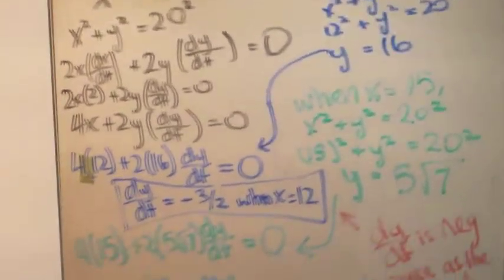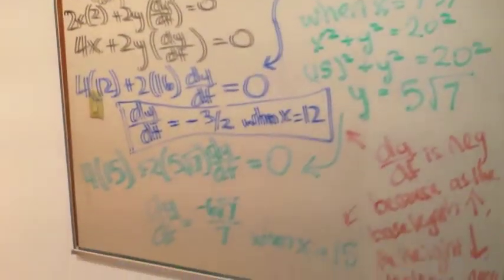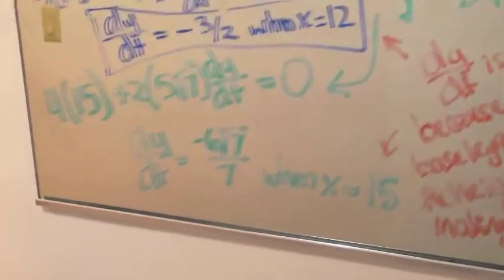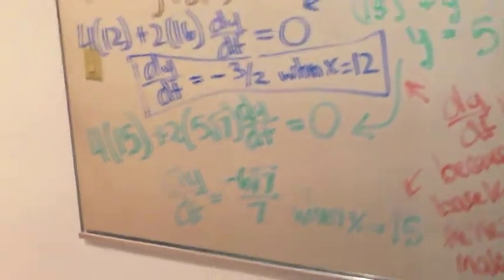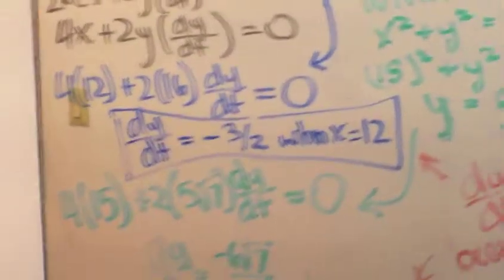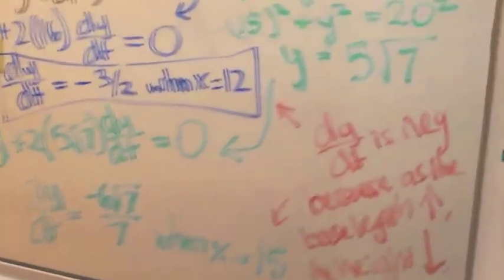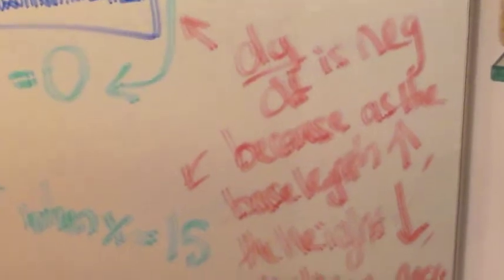Now, if you notice, the answers for dy dt are negative. The reason for that is because when x is increasing, because the length is increasing, the height automatically decreases, as you can see in our video. If you can picture the ladder moving down the wall, you can see that the height decreases as the length increases. So that is why it's negative.